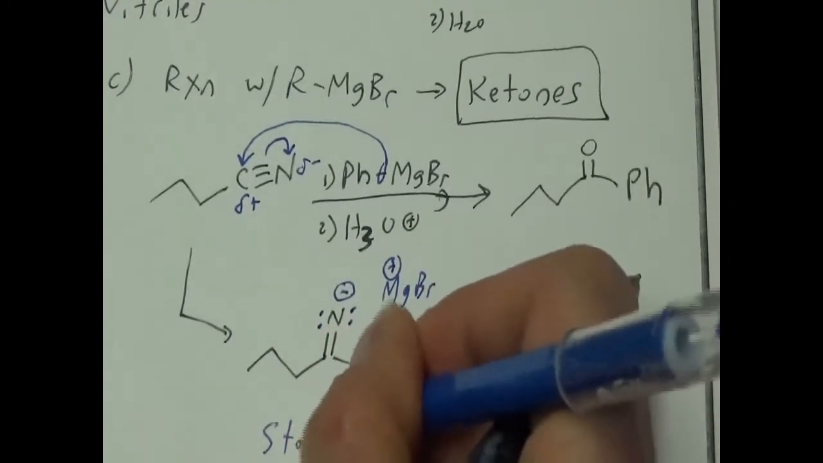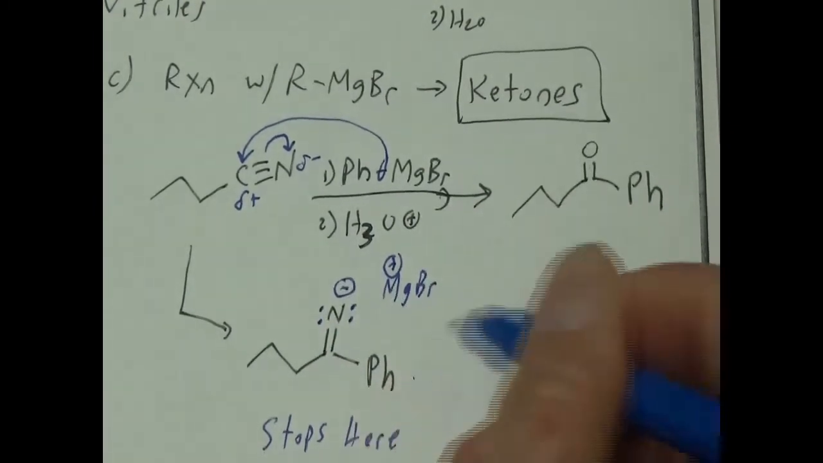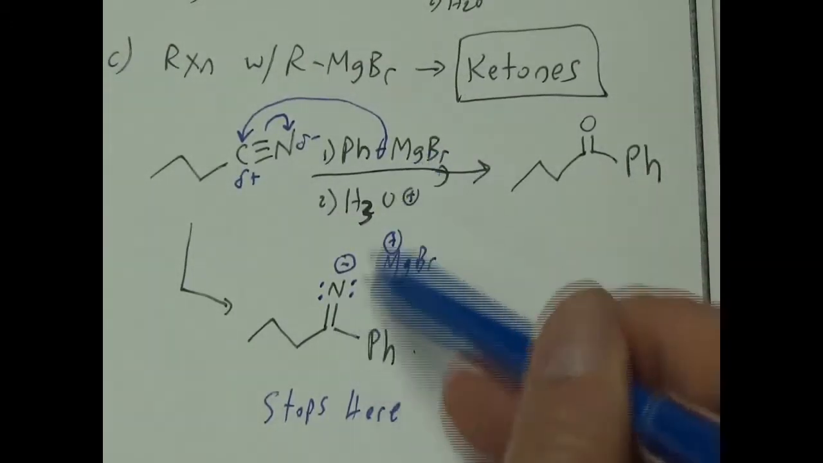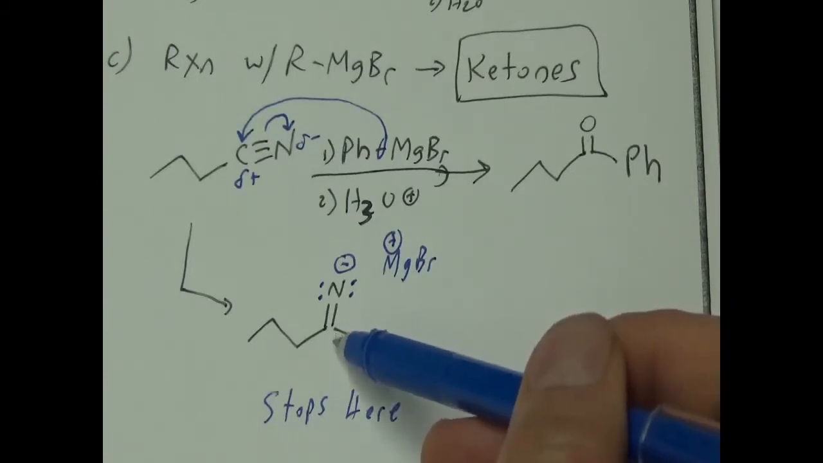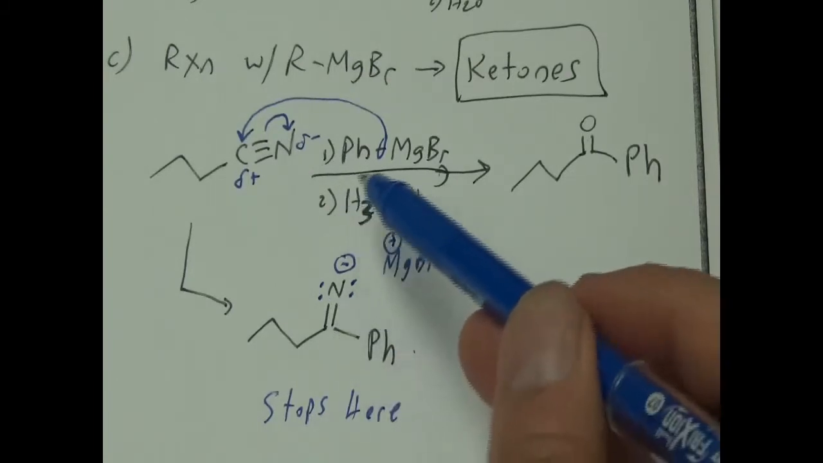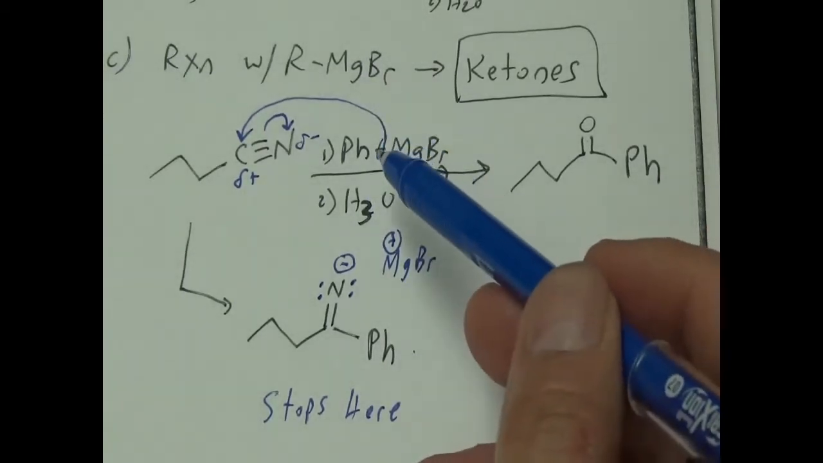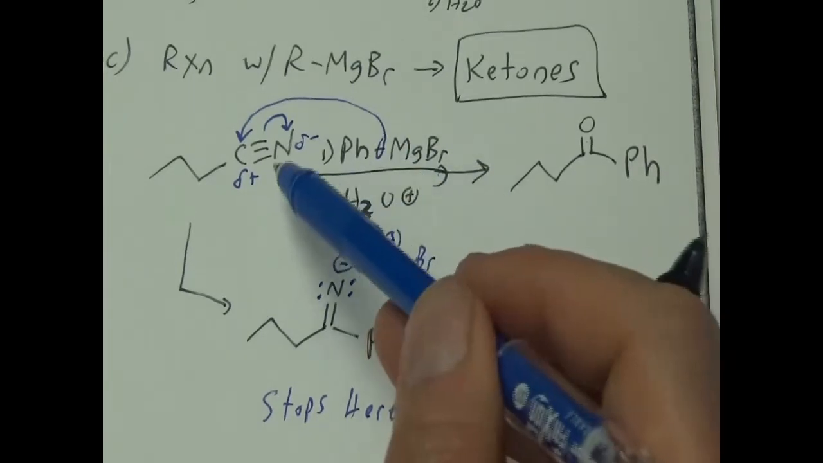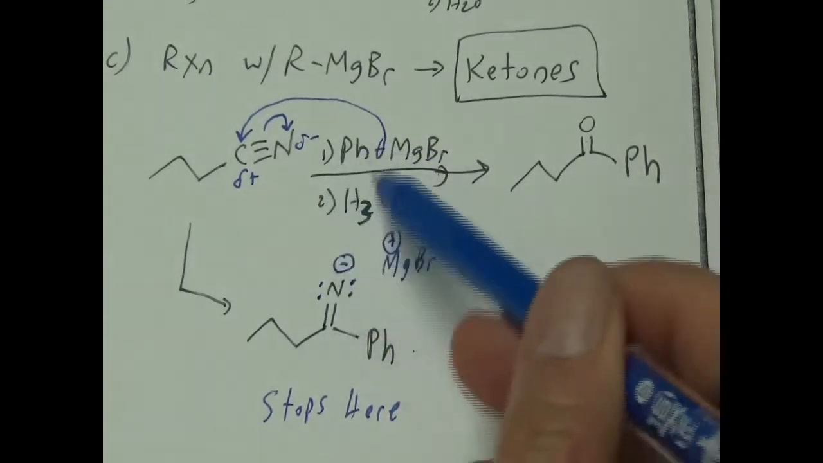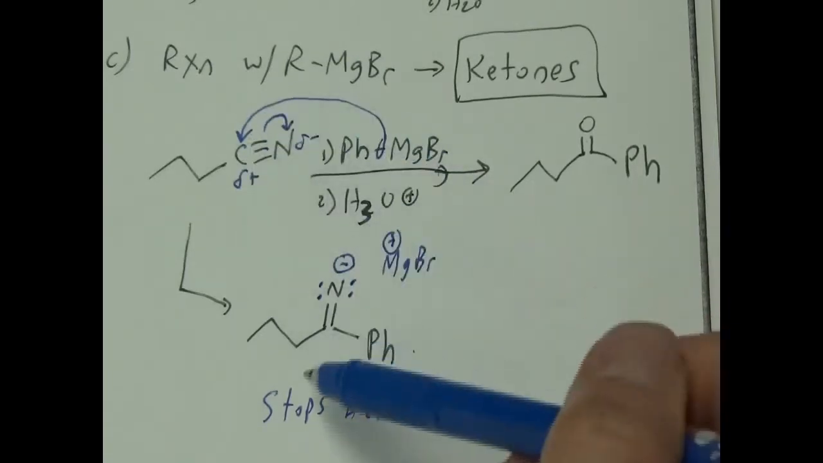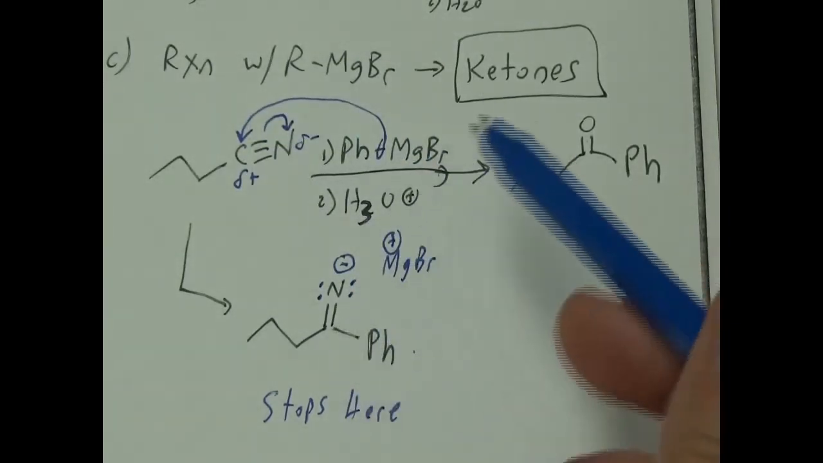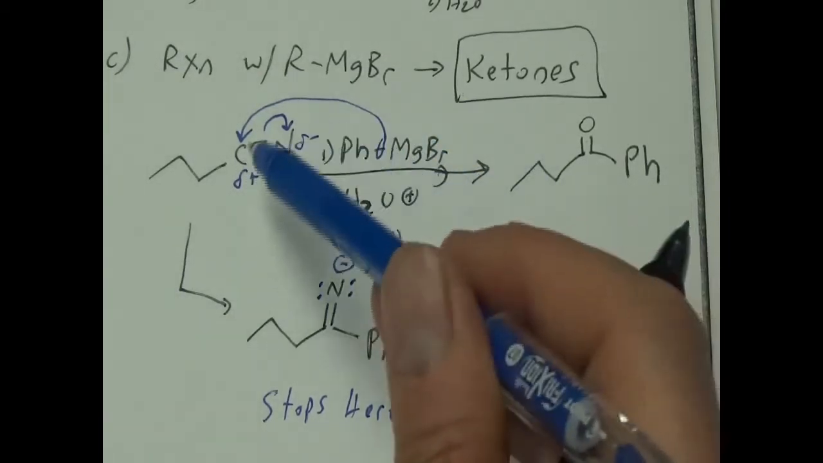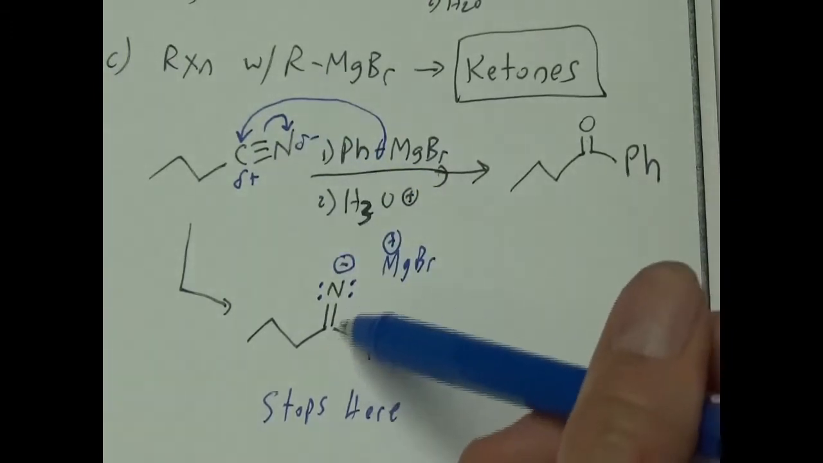This stops here. It's not like the Grignard attacks again, to the carbon. The funny thing though is, remember lithium aluminum hydride, which does react with nitriles, kind of reacts the same way. Lithium aluminum hydride attacks once, but then it also will attack again, and your net result will be an amine. We'll see that in a second. But a Grignard only attacks once.